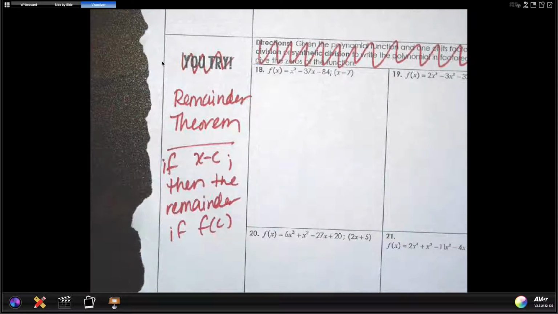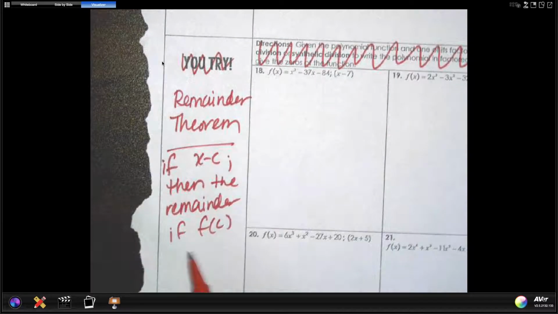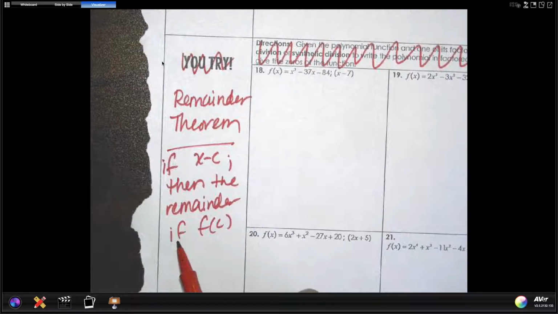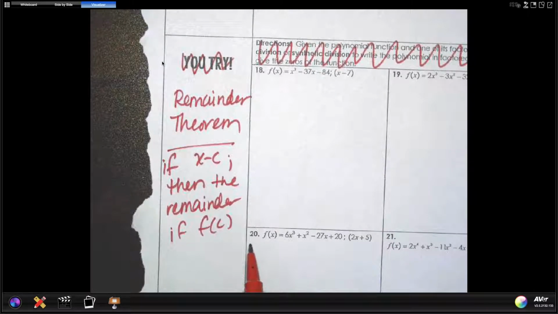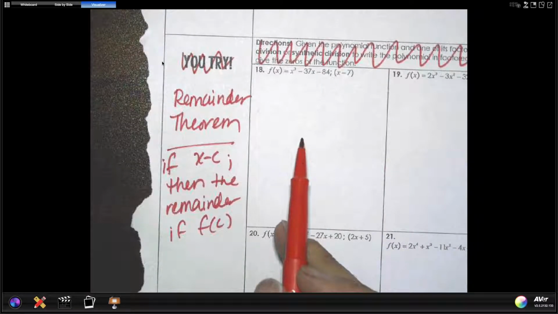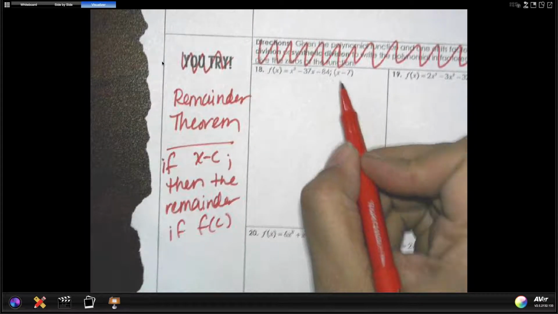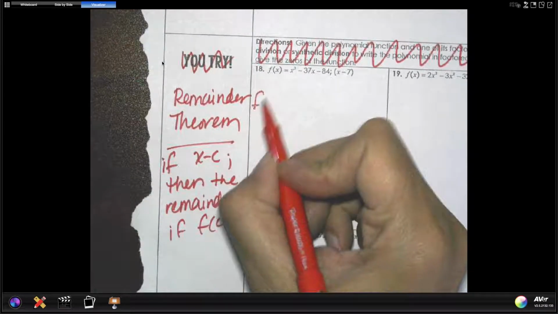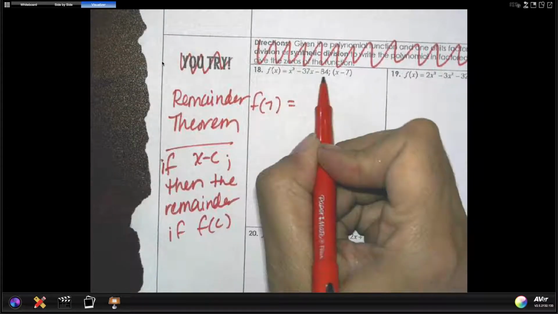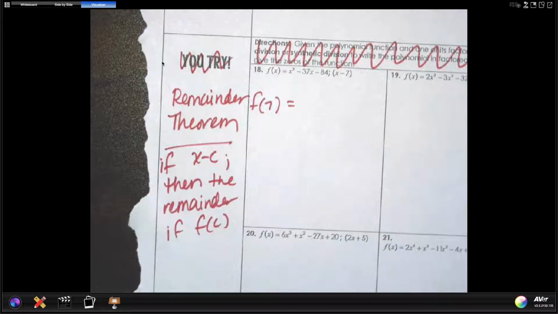So if I say x minus c, that's my x minus 7. What does it mean to find f of c? What would c be? 7. So basically, if I have x minus 7, then if I plug in 7 to the equation, it's going to give me the remainder. That's what that means, okay?